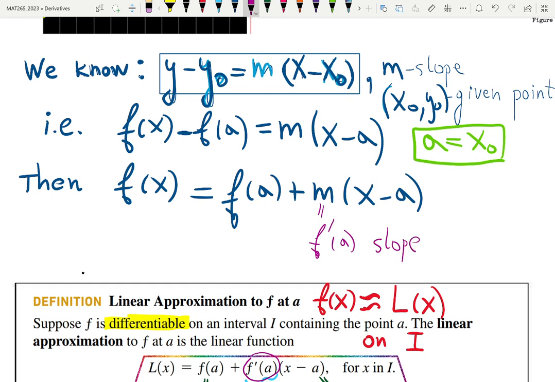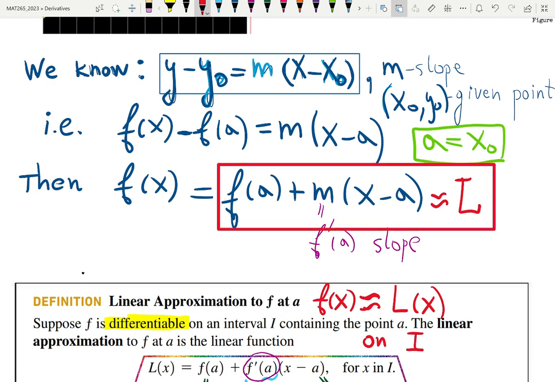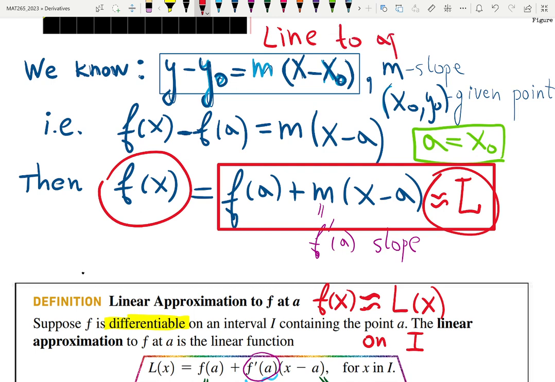L is approximately, and we're going to do it like this, f of x approximately L. And I'm going to put it in the box. This right-hand side gives you approximately L. But you see the left-hand side and the right-hand side: f of x is approximately L. That's what's important. So we're going to use a line to approximate the function. And that's why it's called linear approximation.